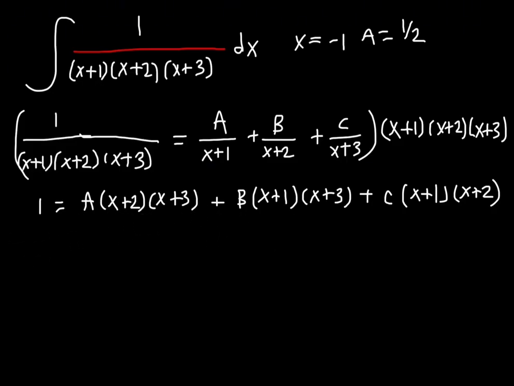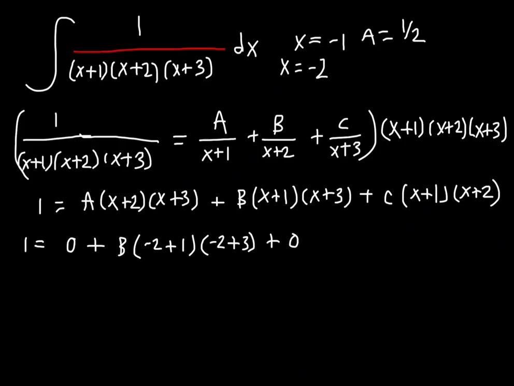Now to solve for b, I need to make a and c 0. So I see that they both have this x plus 2 factor here. So I'm going to replace x with -2. So 1 is equal to, and then this thing is just 0 because -2 plus 2 is 0. So 0 plus b times -2 plus 1 times -2 plus 3, plus 0 because of this here.